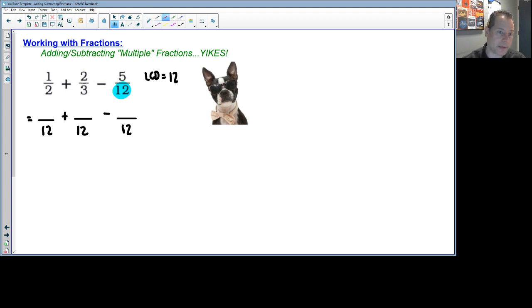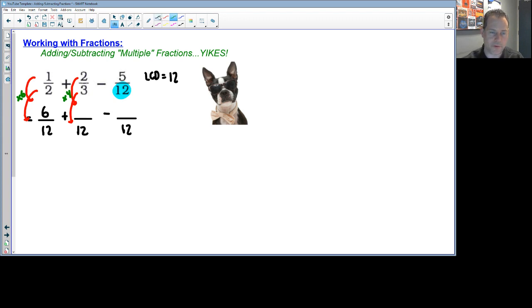Then we can go ahead and play the same game as we did before. Whatever you multiply the bottom by, we do the same for the top. Well, in this case, 2 times 6, or 2 goes into 12 6 times. So that's the magic number for the first fraction. We multiply the top number by 6, and there you go. The next one here, we have 3 times what to give you 12, or 3 goes into 12 4 times. So again, we want to multiply the top by 4 as well.